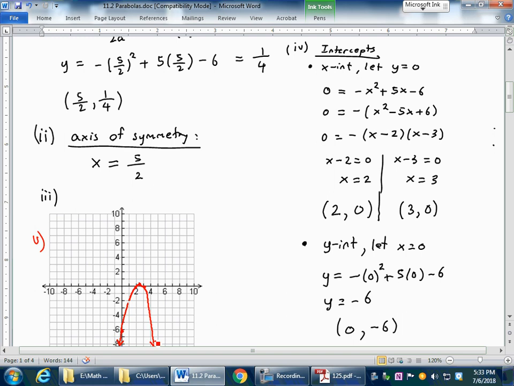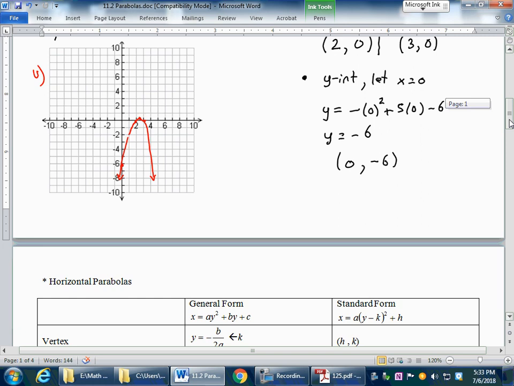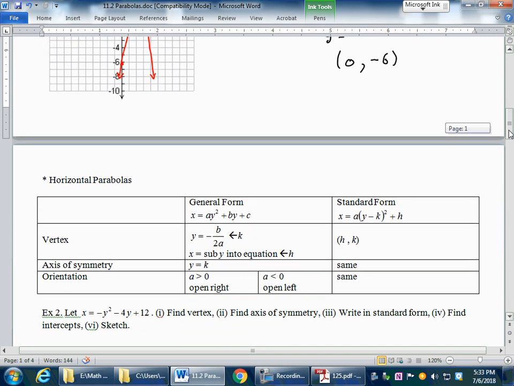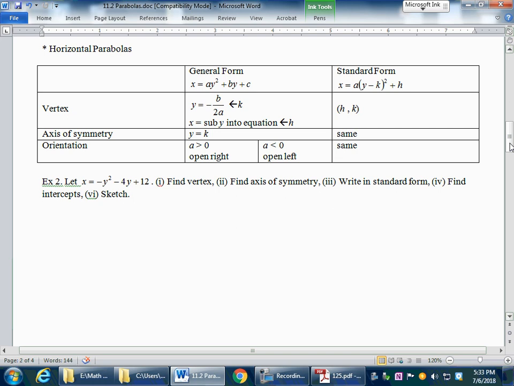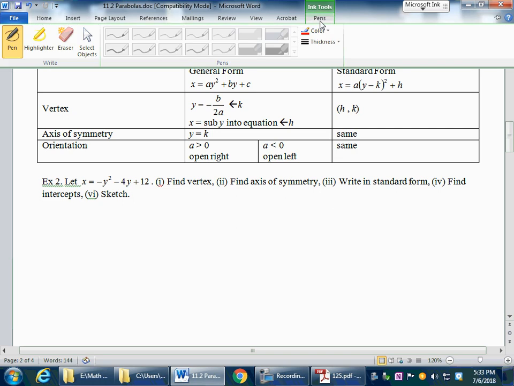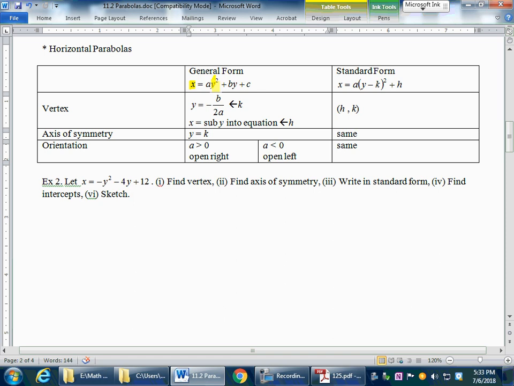Now we're going to do almost the same thing for the sideways, left and right, parabola. Some of the formula parts will be changing. So let's take a look at the horizontal parabola. The way you recognize a horizontal parabola is x is equal to y squared. The other way around, everything inside will be reversed. So that is the general form.